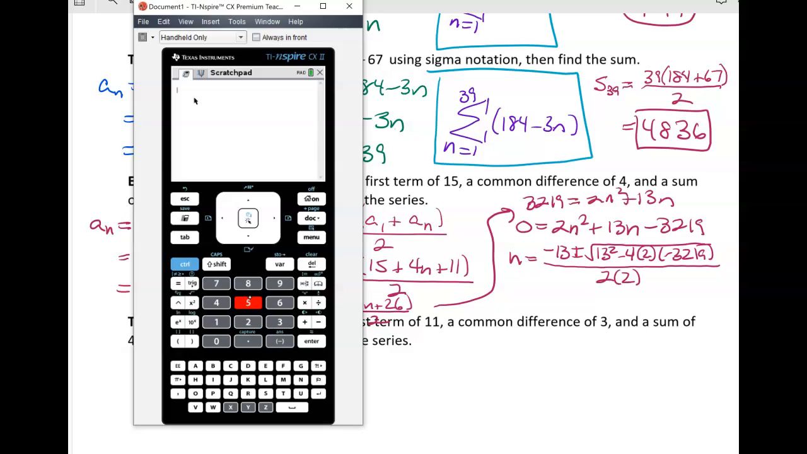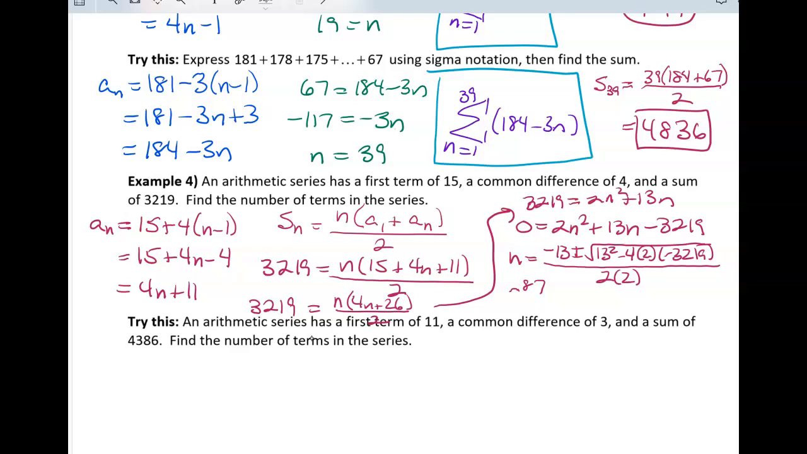So let's do the minus first. So control divide. That's going to give us negative 13 minus the square root of 13 squared. I'm going to watch my cursor, make sure that I'm in the right place as I enter these. 13 squared minus 4 times 2 times negative 3219 over, and I'll just go ahead and do the multiplication there. 2 times 2 is 4. Enter that. That's going to give us negative 87 halves.